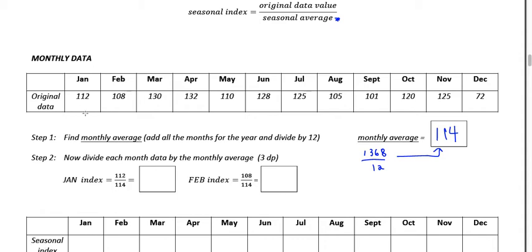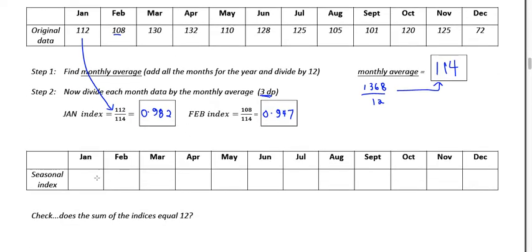Therefore, to find the seasonal index for January, and you'll notice that this is already written here for you, I take the original data value for January, I divide it by the average, which is 114, and you get 0.982 to 3 decimal places. If we do that for February, notice 108 divided by 114 over there. 108 divided by 114 is 0.947 to 3 decimal places. What I want you to do is find the seasonal index for each month. So I'm going to copy those first two across.